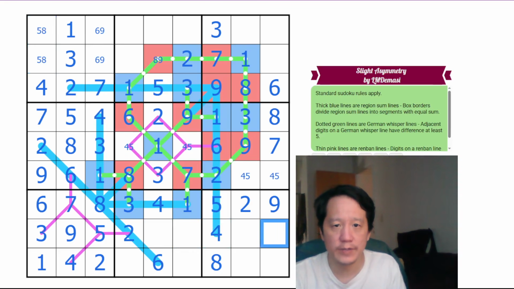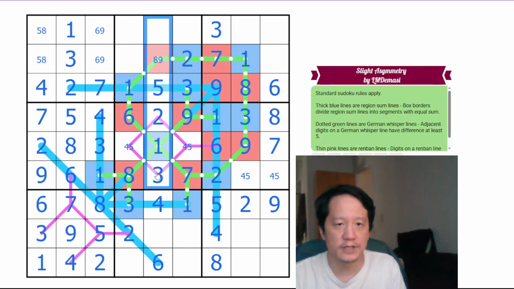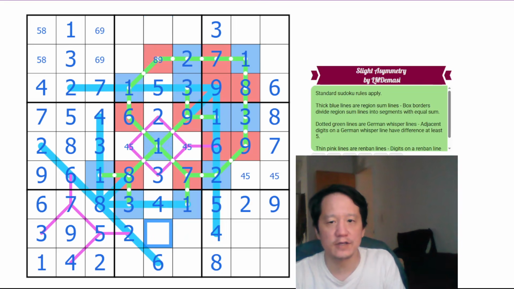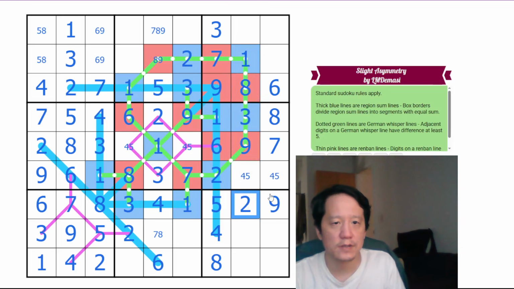Let's see. The remaining digits in column 5 are 7, 8, and 9. And this can't be 9 because of 9 in the row. This is 7, 8, or 9. That's fine. Let's continue with the ones we have 5 digits on.